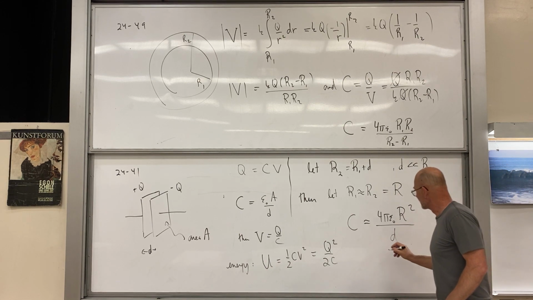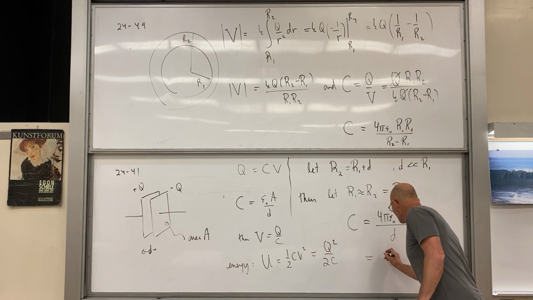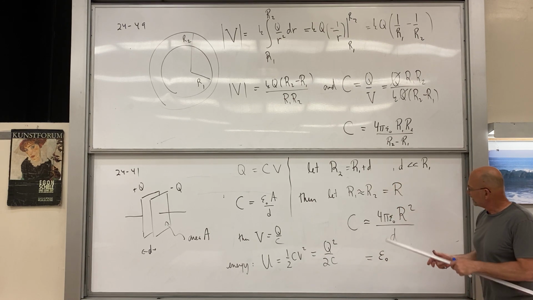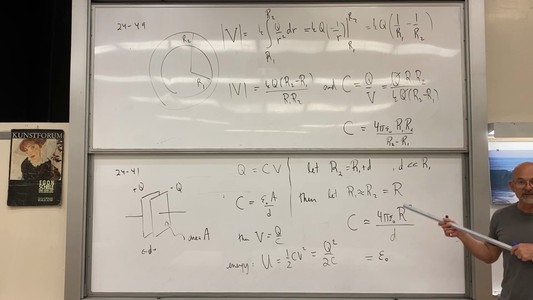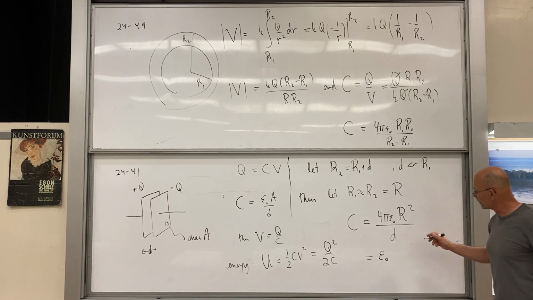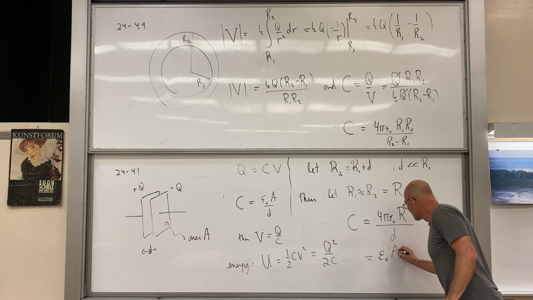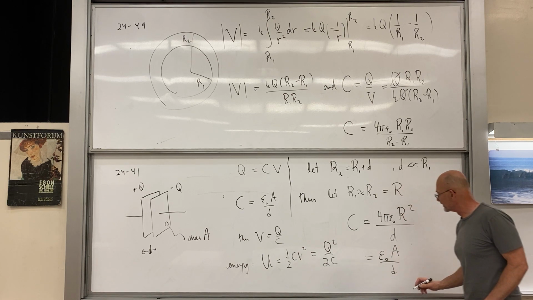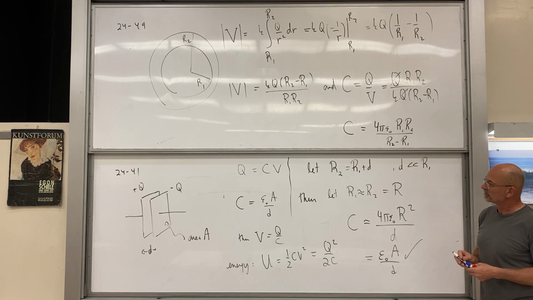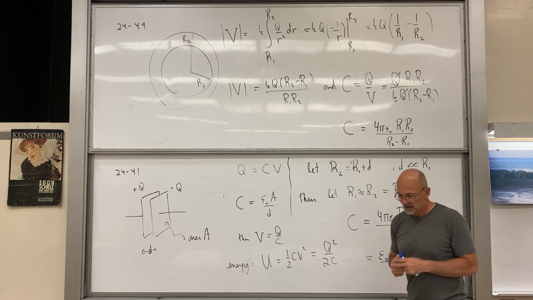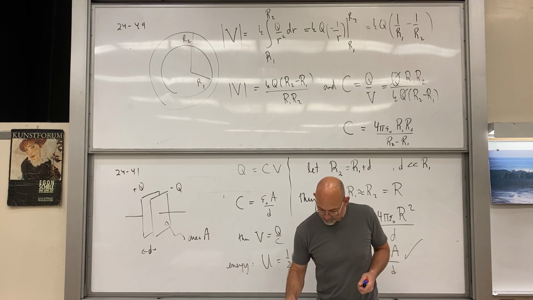But this would be epsilon naught, and then 4 pi R squared is the surface area of a sphere. So we're just going to call that area, and then the separation distance D, which is what we were looking for. Okay, good.